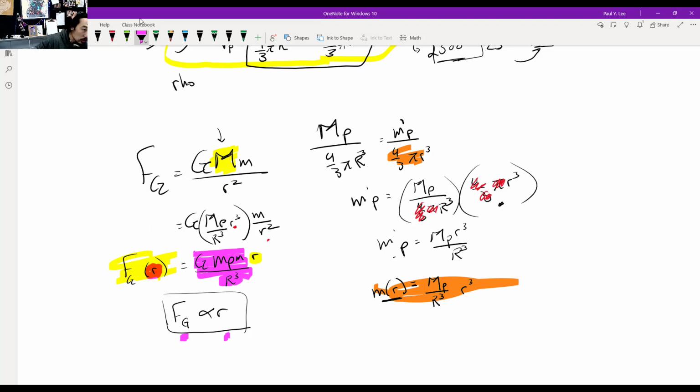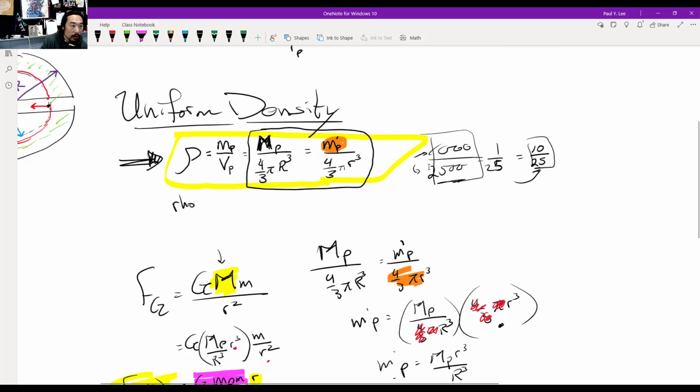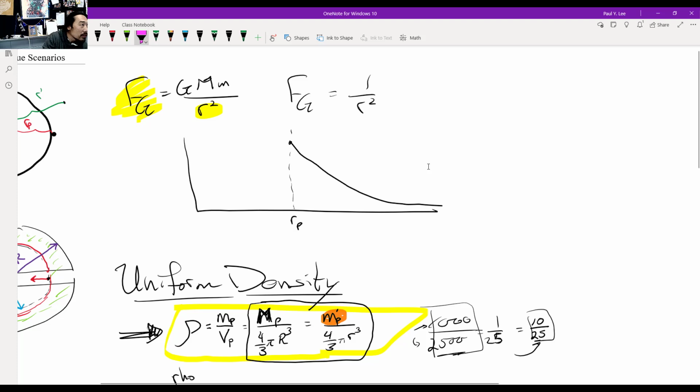All right, let's go back to our first graph. What this shows us here is that when you go from the surface of the planet to the interior of the planet, it's a linear relationship. Let me make that a little bit straighter. It's a linear relationship, so that's straight. So here we have a linear line, and here we have an inverse square law.